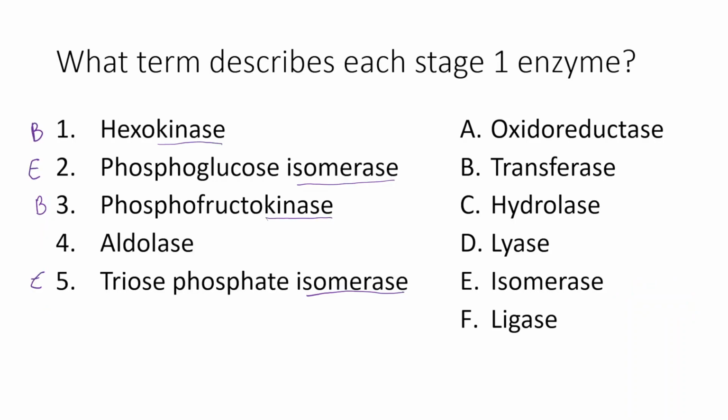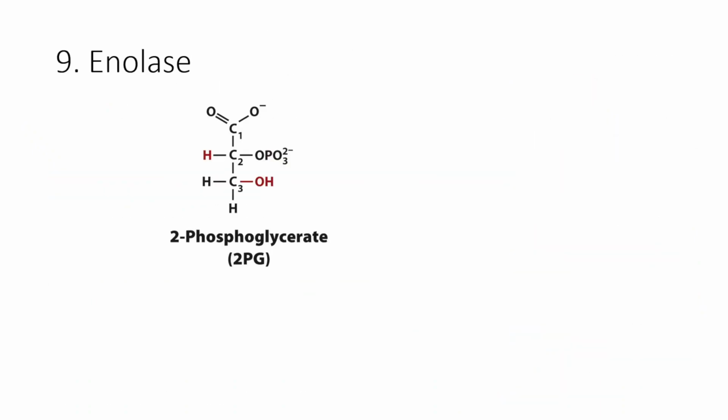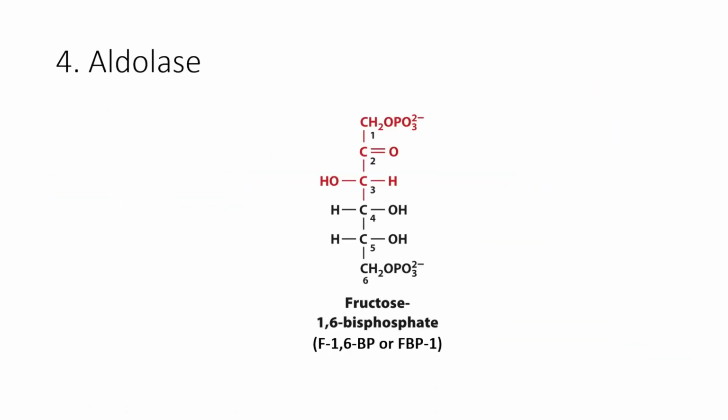All right, so we're almost done with stage 1. We're just left with aldolase. So does anybody know what kind of enzyme aldolase is? Yeah, it's a lyase. So what makes it a lyase? Yeah, exactly. So let's look at that one because it's a little bit harder to visualize than some of the other ones.